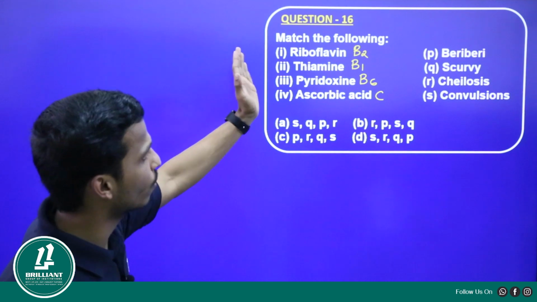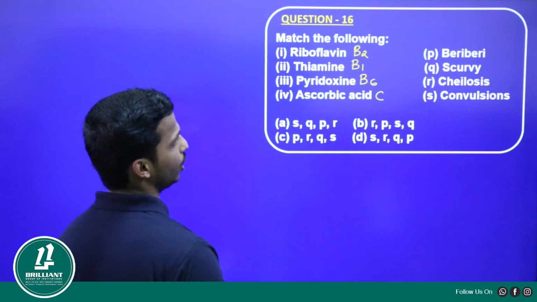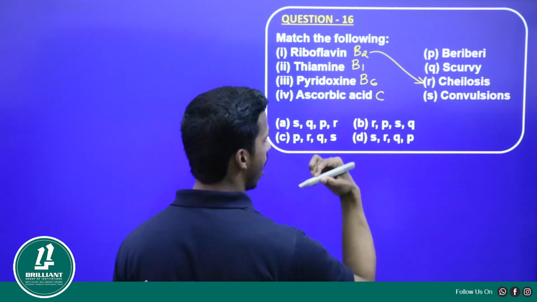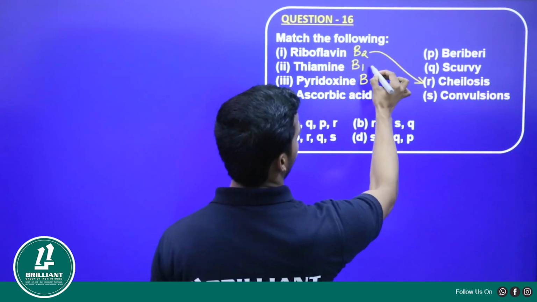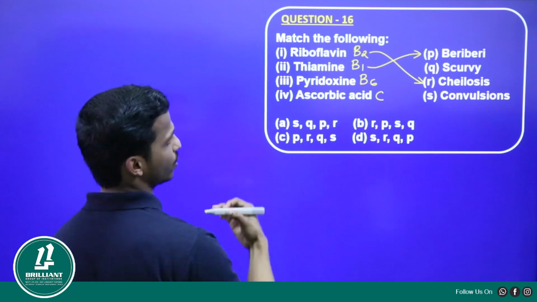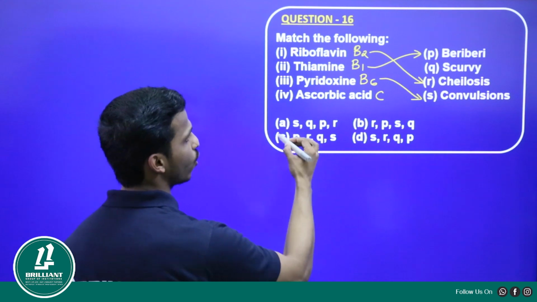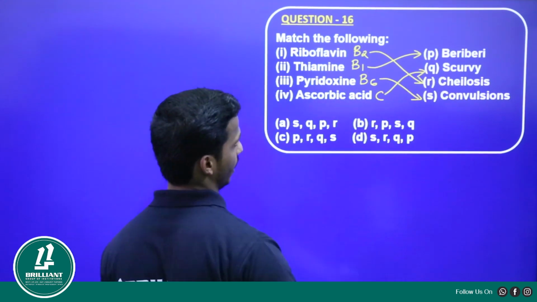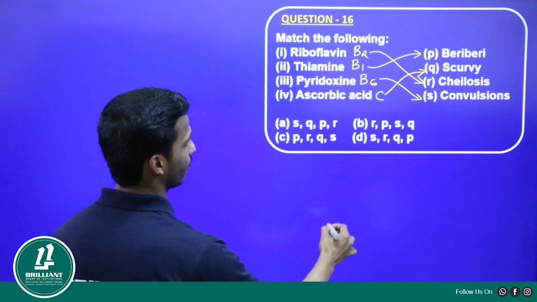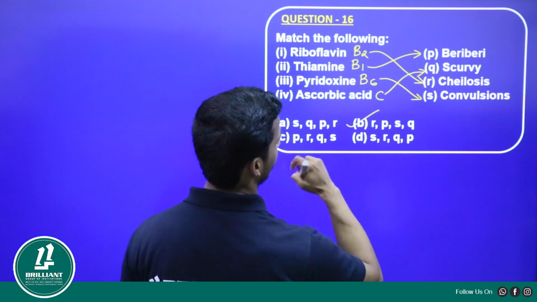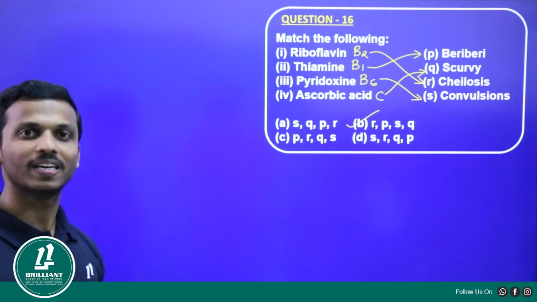You know there, what is on the right side given? Their deficiency causes. Riboflavin deficiency causes cheilosis. Thiamine, B1, deficiency causes what? Beriberi. And pyridoxine, B6, its deficiency causes convulsions. And ascorbic acid deficiency causes scurvy. So first one with R, second one with P, RP, right? RPSQ, right? Third one and fourth one. Yes, your answer is option B for question number 16.